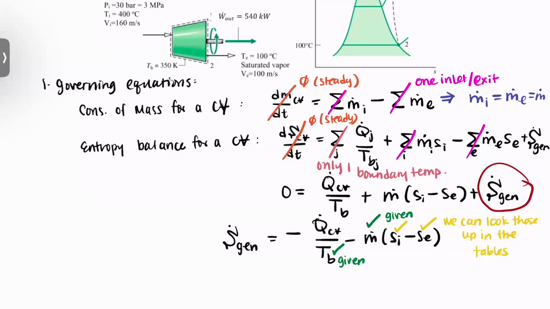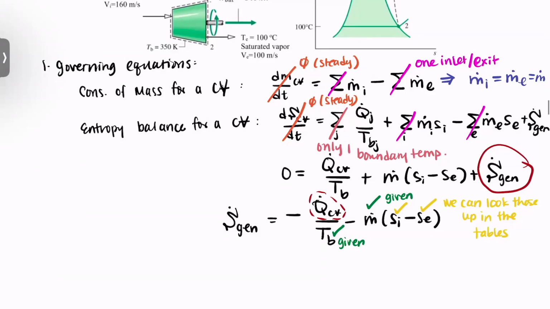But what about Q dot CV? We need to do a little bit more work for that one, right? So just like in the example we did at the very beginning of class, we're going to use our conservation of energy equation to find that one. Okay.